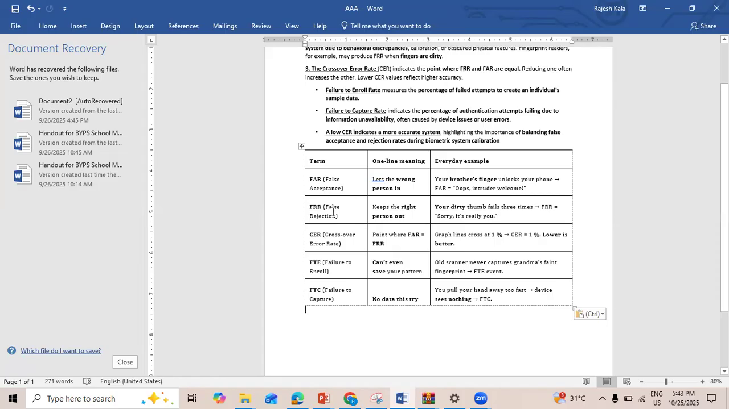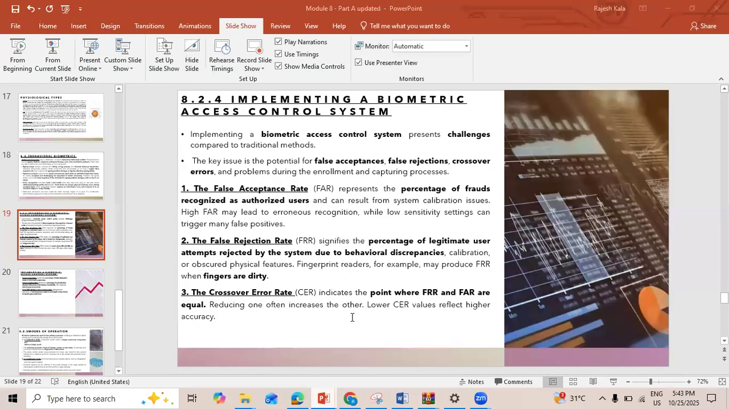Then false rejection. Let me check the same. False acceptance is the percentage of frauds recognized as an authorized user. So actually I am not the authorized user. The authorized user is not the one who is trying to enter the system. For example, you have access to your phone, but another person uses his fingerprint and enters the system. That is the false acceptance rate.